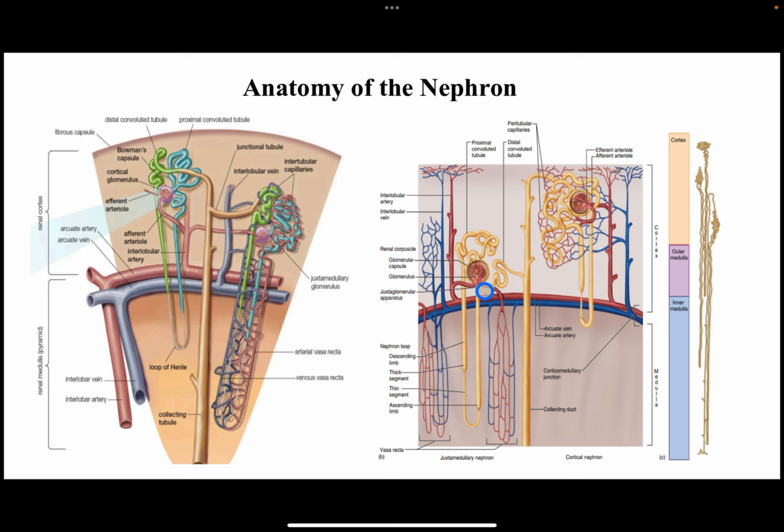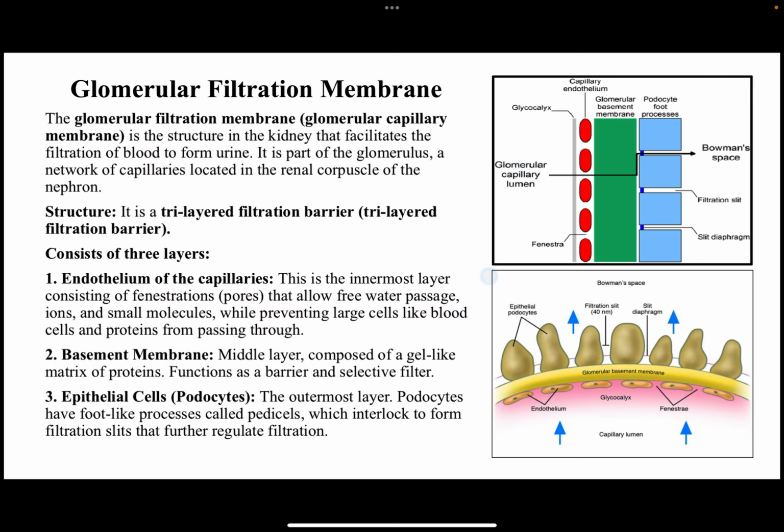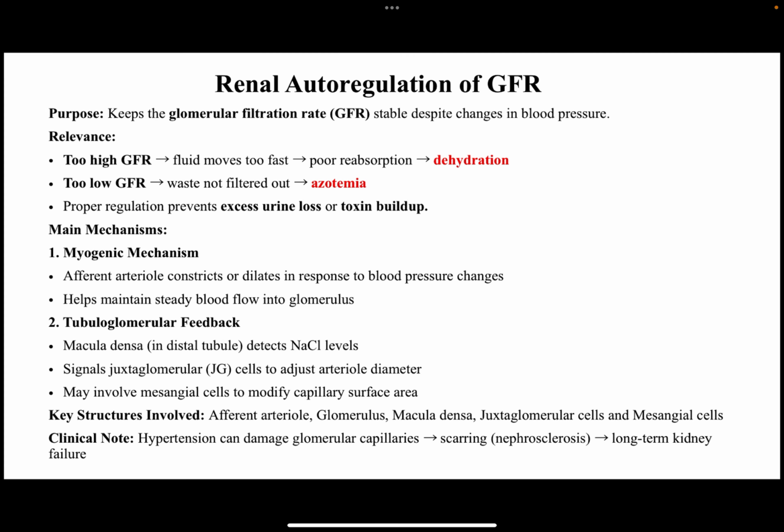In this distal convoluted tubule, we have some cells inside. We call them the macula densa cells. They are within this distal convoluted tubule. And we have some cells in the afferent arterioles. We call those cells the juxtaglomerular cells. Take note of that. Now let's go back and continue.